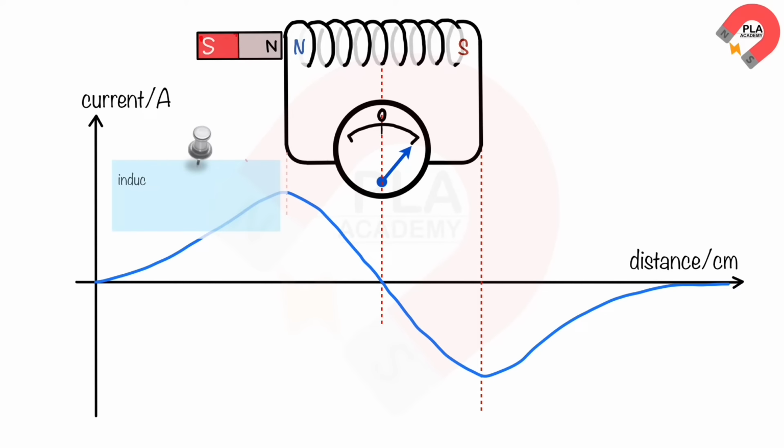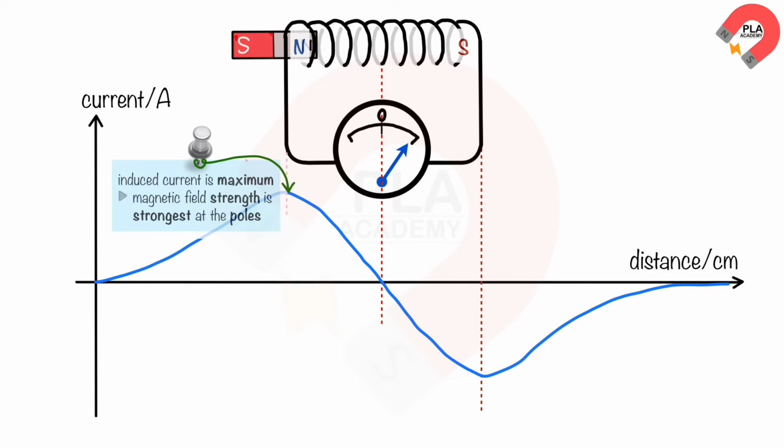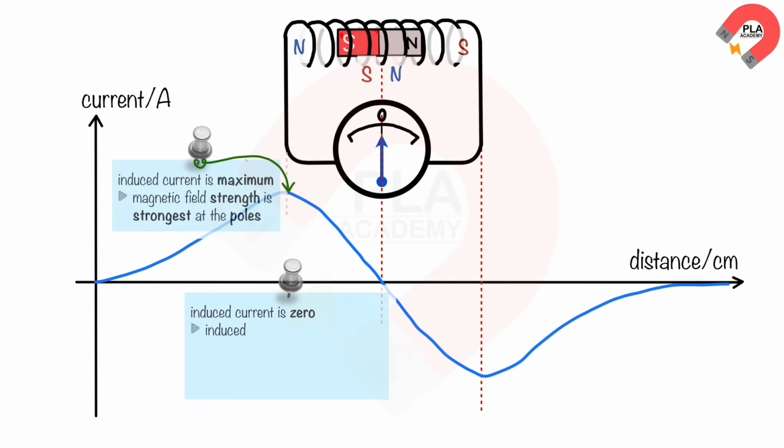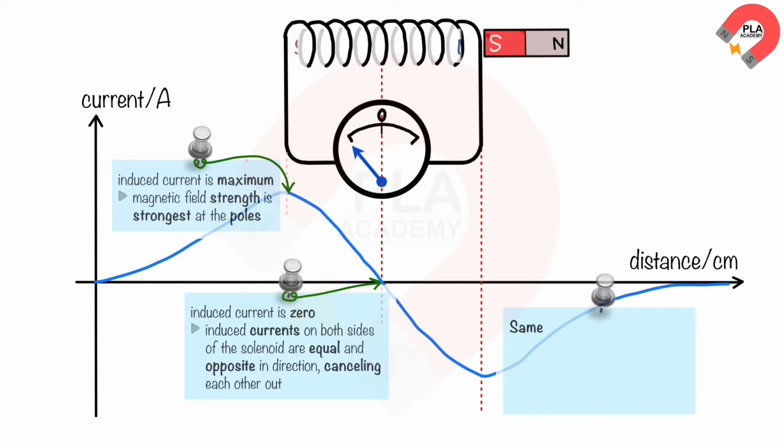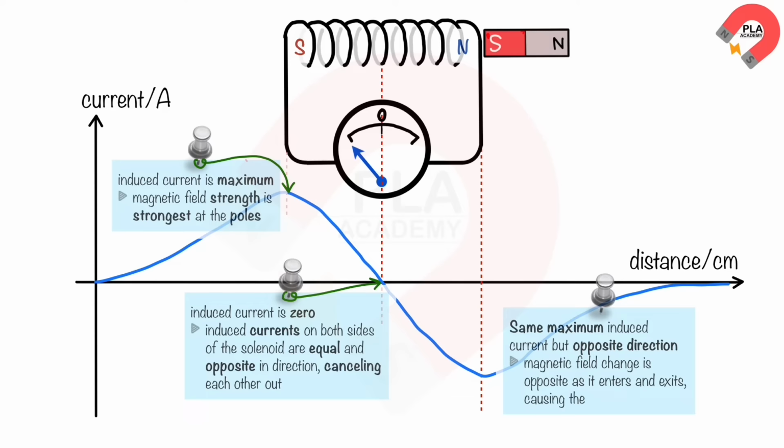The induced current is maximum when the magnet is entering. This is because the magnetic field strength of the magnet is strongest at the poles. The induced current is zero when the magnet is at the middle of the solenoid. This occurs because the currents induced on both sides of the solenoid are equal and opposite in direction, cancelling each other out. The induced current then reverses and increases to the same maximum when the magnet exits the solenoid. This is because the magnetic field change is opposite as it enters and exits, causing the current to reverse.